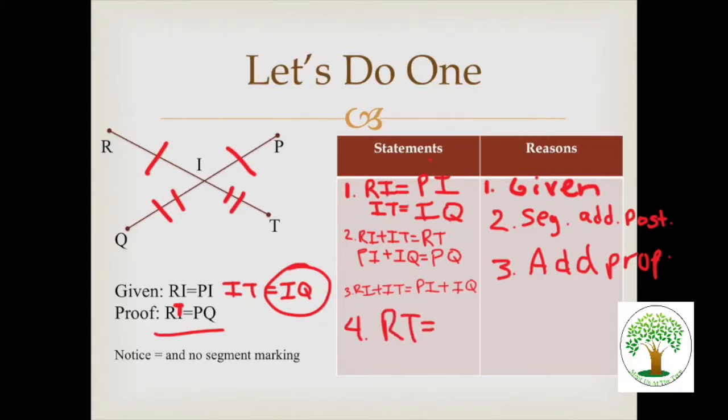RT equals PQ. What reason did we say? Substitution. This is the one you have to write all the way out. I suppose I'll let you do subst, but you have to do the ST because I can't just do sub, because I won't know if it's subtraction. And we probably should put the word prop. Subst prop.